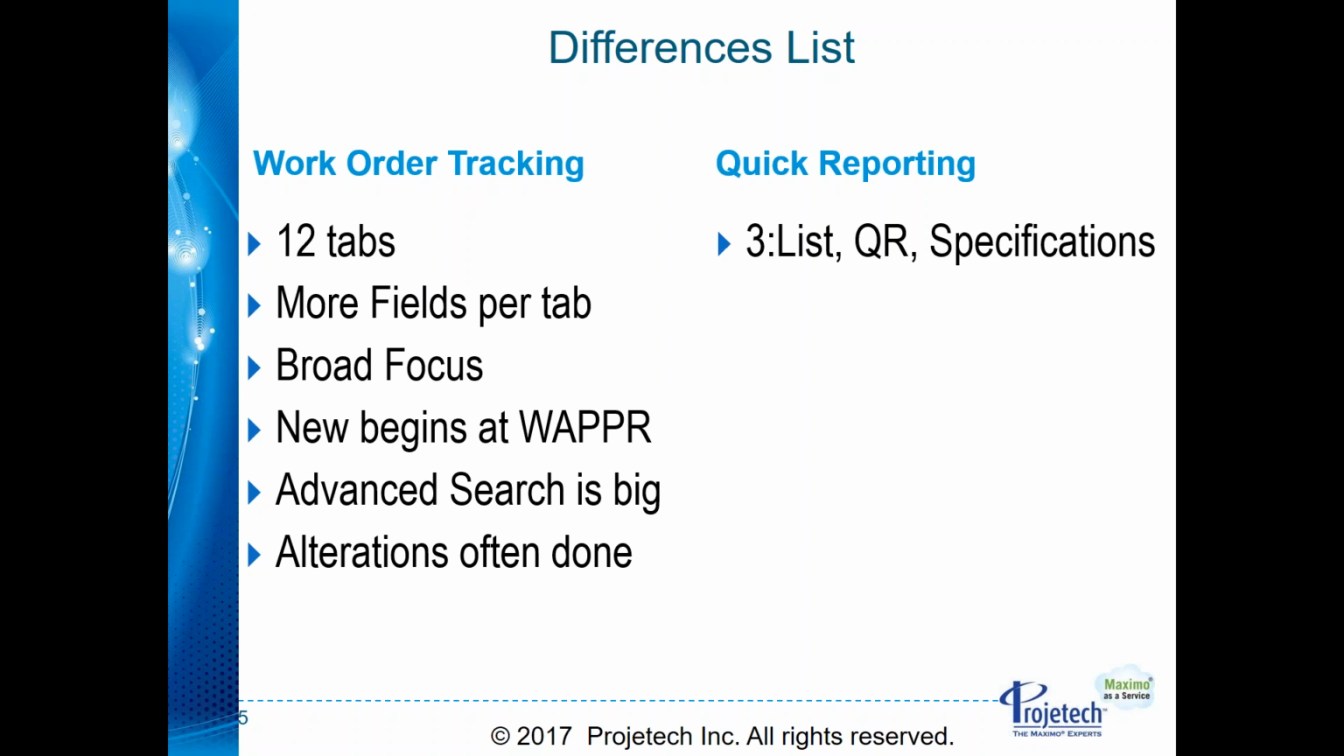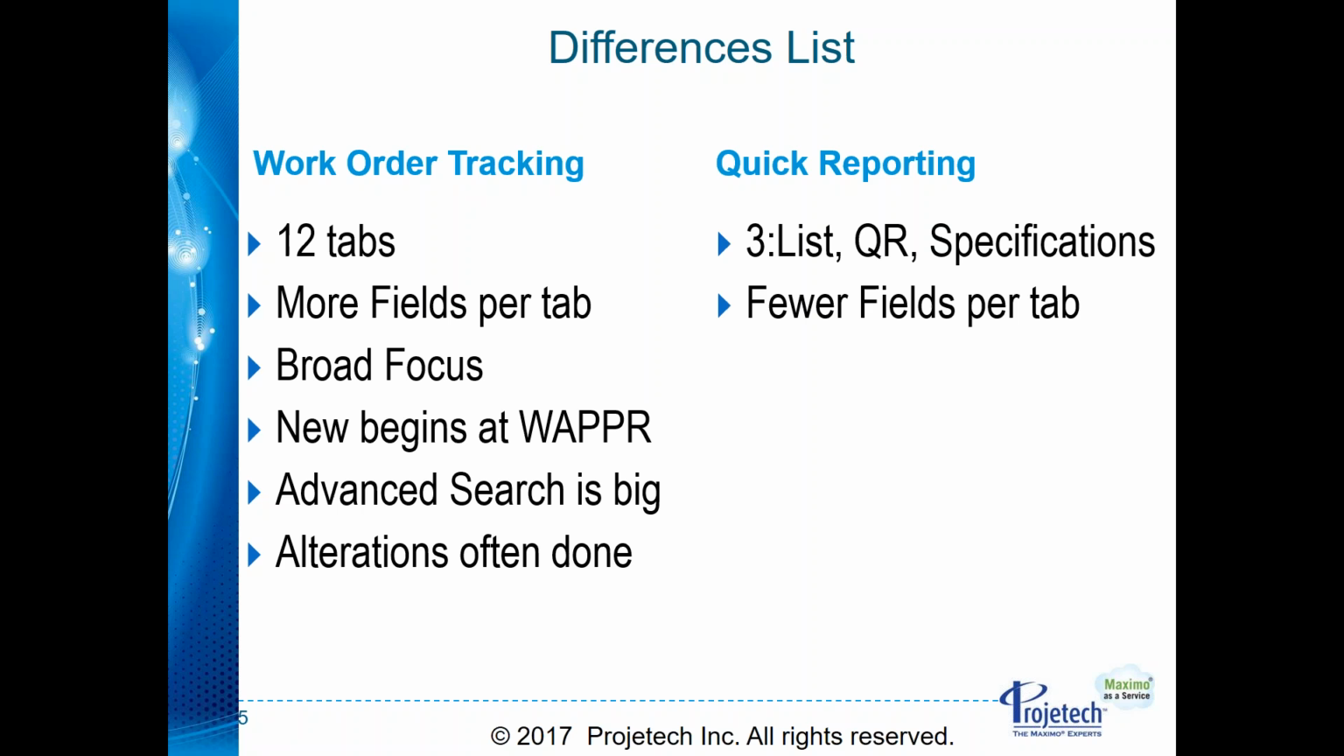Every application basically has 2 tabs no matter what, a list tab and a main tab. So in this case, list and the quick reporting tab, and then there's also a specifications tab. But if you're not using specifications in work orders, then you can hide the specifications tab. You're not going to have anything there anyway.